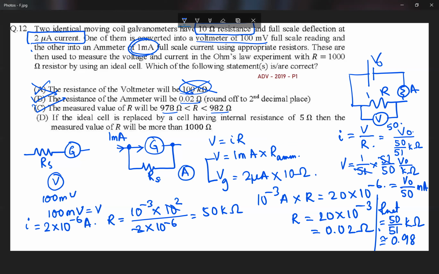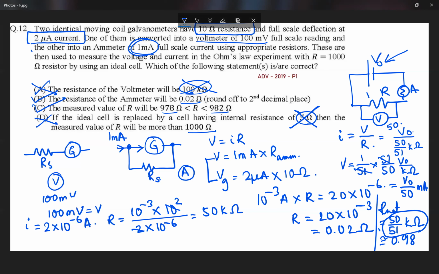If the ideal cell is replaced by a cell of internal resistance 5, then the measured value of R will be more than 1000 ohms. If you notice that in this entire calculation, the value of V0 cancels out and we get a final value of R net that does not depend upon the EMF of the battery. So if you replace the battery with something else with an internal resistance of 5, that is not going to make any difference. So the last option is wrong.